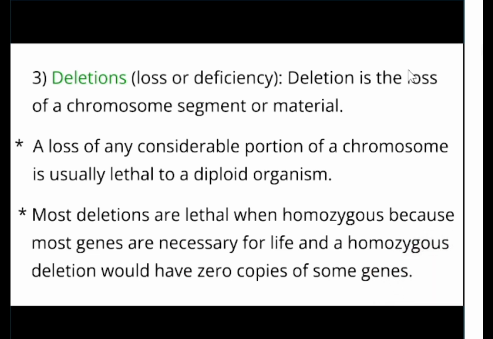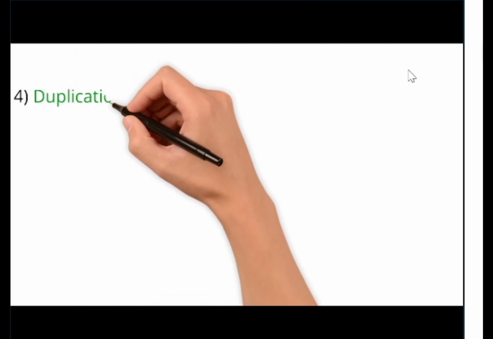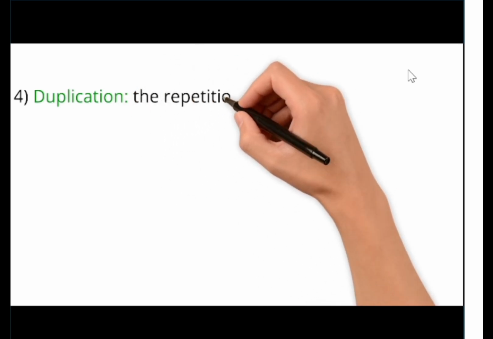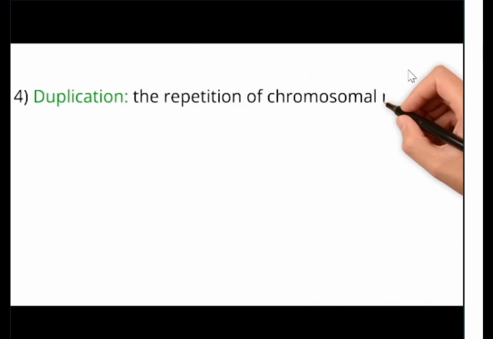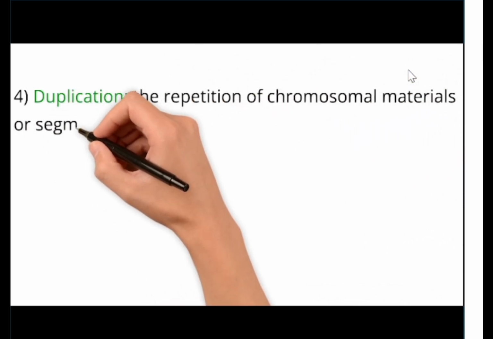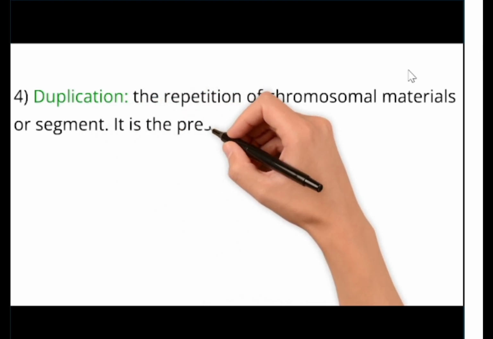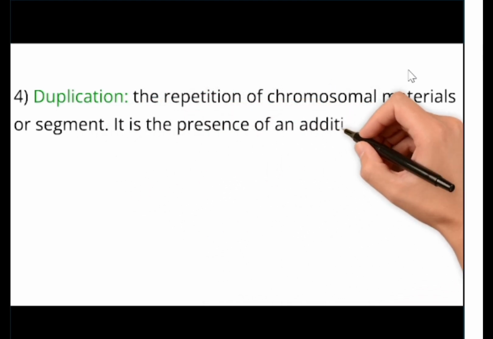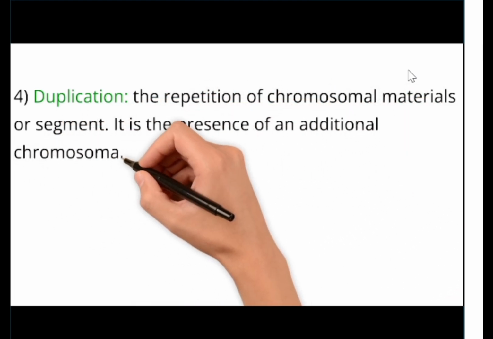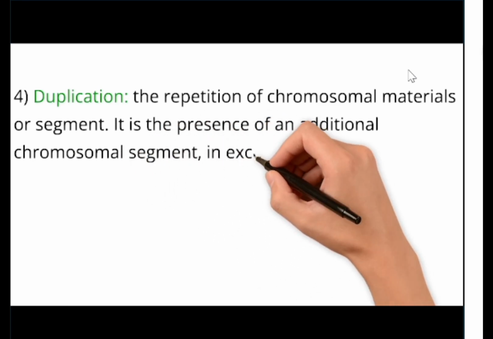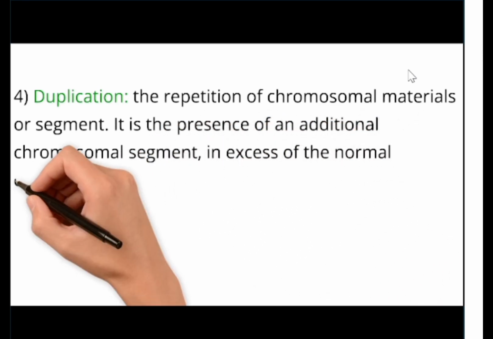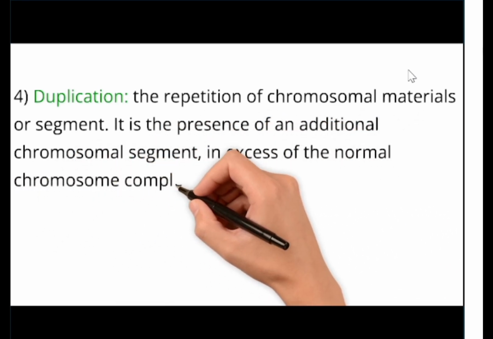Okay. All right. So the next type of chromosome mutation is the one that we call duplication, which is simply the repetition of chromosome material or segment. It is simply the presence of an additional chromosome segment in excess of the normal chromosome complement of that species. So that is what we call duplication.